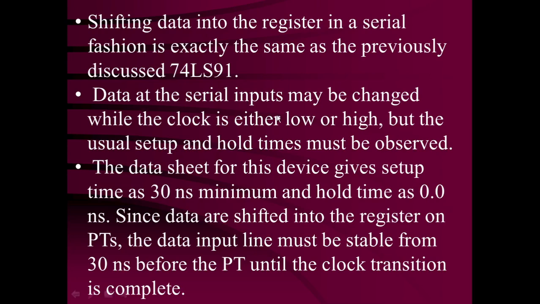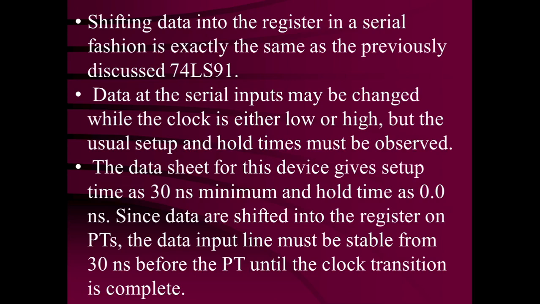Data at the serial input may be changed while the clock is either low or high. But the usual setup and hold times must be observed. The data sheet for this device gives a setup time of 30 nanoseconds minimum and a hold time of 0.0 nanoseconds. Since the data is shifted into the register on the positive transition, the data input line must be stable from 30 nanoseconds before the positive transition until the clock transition is complete.